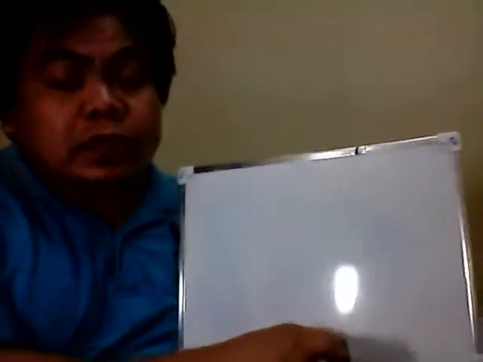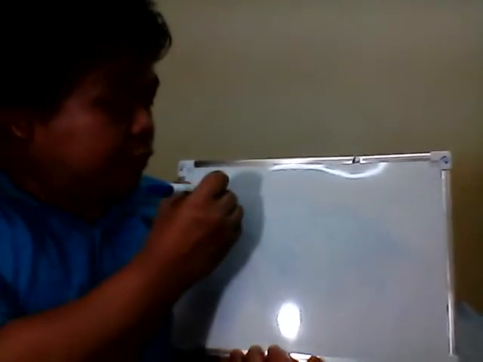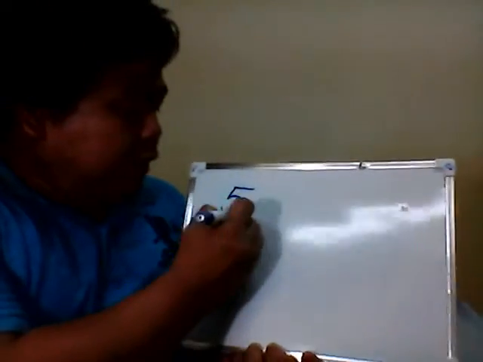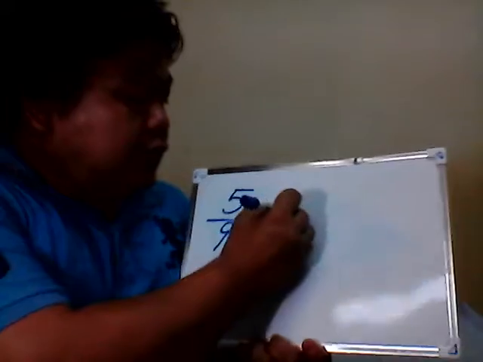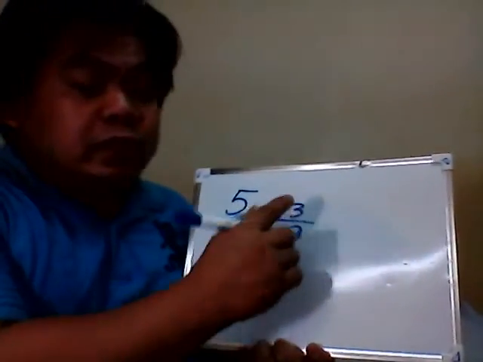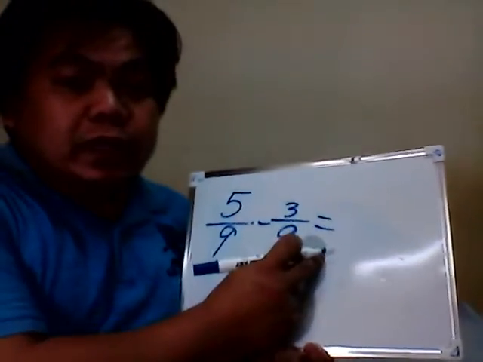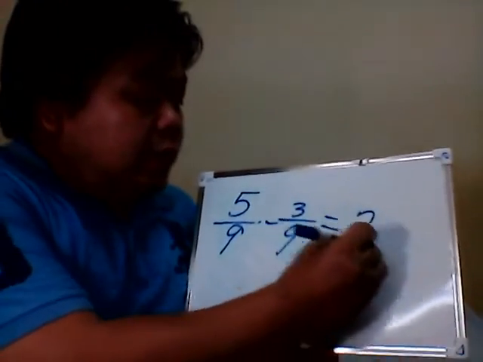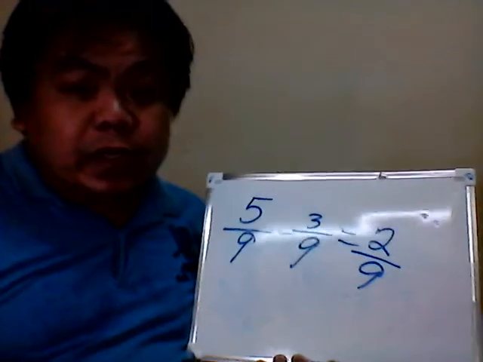Okay, so for today's lesson, we have subtracting fractions. So how are we going to subtract a fraction? If the fractions are similar, you could just simply subtract the numerators and copy the denominator. For example, we have 5/9 minus 3/9. You just need to subtract the numerators, which is 5 minus 3 is 2, and then copy the denominator.